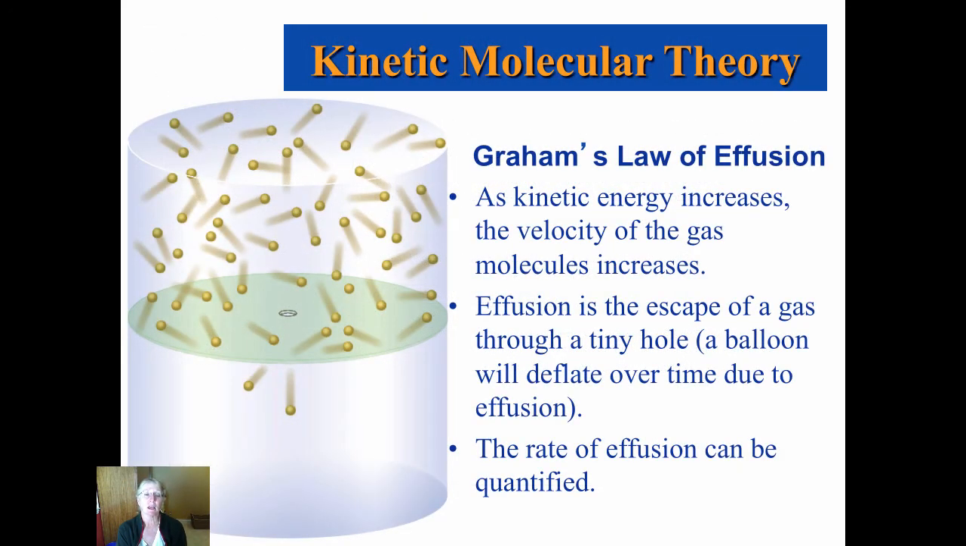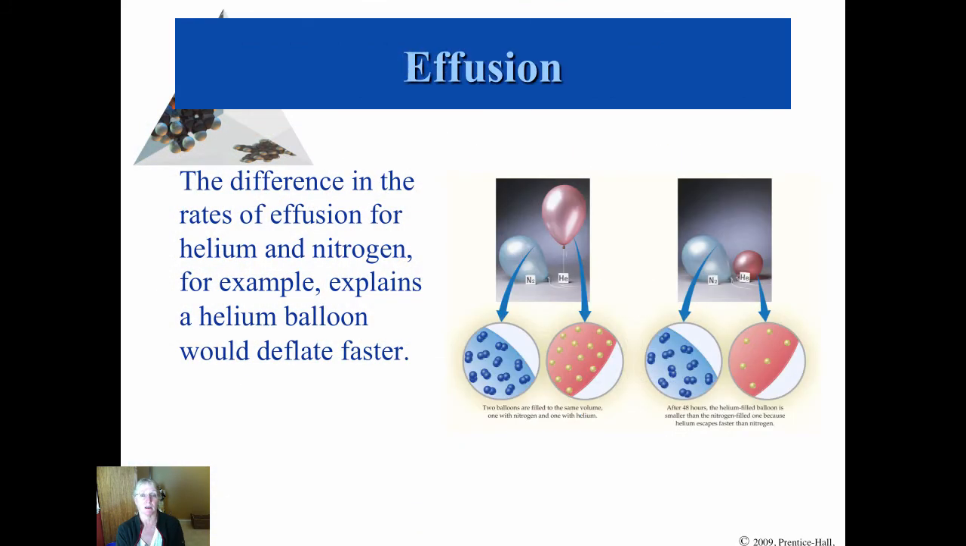Now let's take a look at what Graham's law of effusion, or sometimes called law of effusion-diffusion, is, and how it can be utilized to find something like the molar mass of an unknown gas. So as you know, as kinetic energy increases, the velocity of a gas molecule will also increase. Effusion is officially defined as trap a bunch of molecules inside a little container with a hole to escape from, and over time, let's say that hole was in the neck of a balloon, it would deflate due to effusion. And you can quantify the rate at which these molecules or atoms are escaping through that little hole.